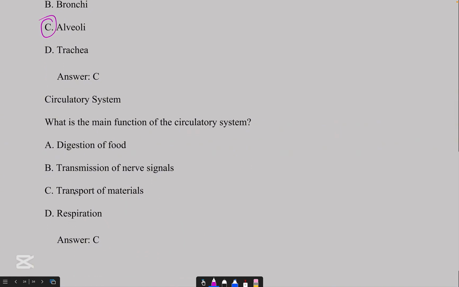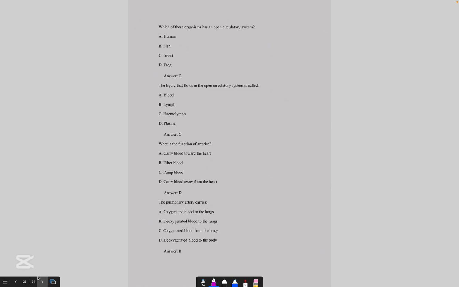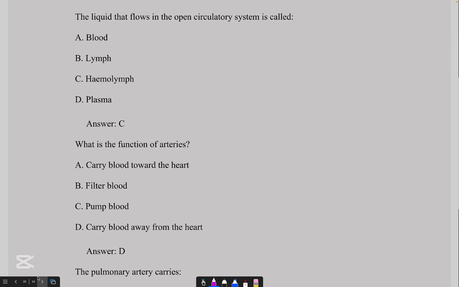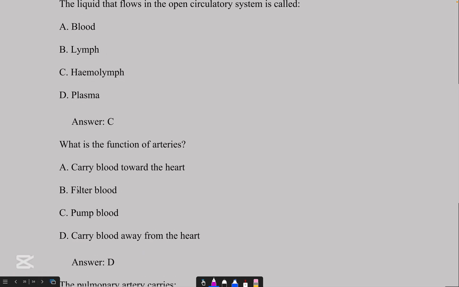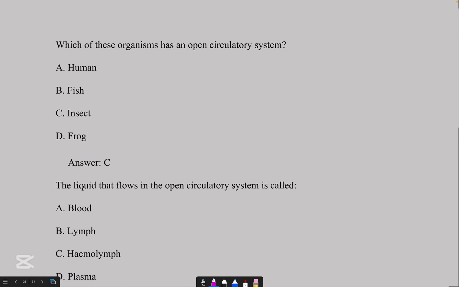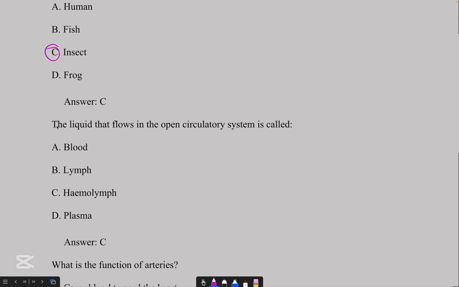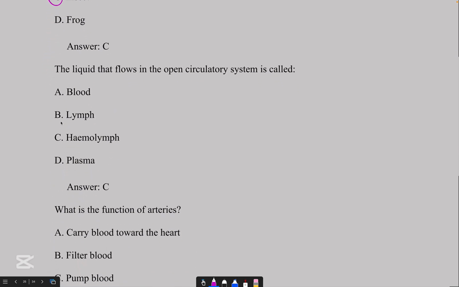What is the main function of the circulatory system? Digestion of food, transmission of nerve impulses, transport of material. Transport of material is the main function of the circulatory system. Then we have the next question here. Which of these organisms has an open circulatory system? Of course, it's an insect. The liquid that flows in the open circulatory system is called hemolymph. We said something like that.